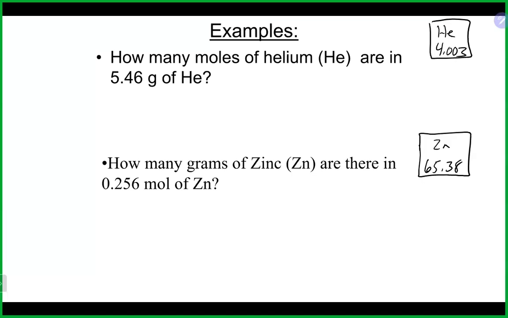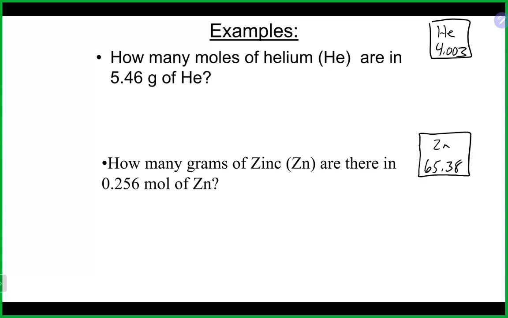Okay, let's take a look and see how we're doing. So we're going to take a look at the first one. We got how many moles of helium are there in 5.46 grams. So the first question is, do I need to use Avogadro's number here? The answer is we do not need to use Avogadro's number here because there is no mention of molecules.